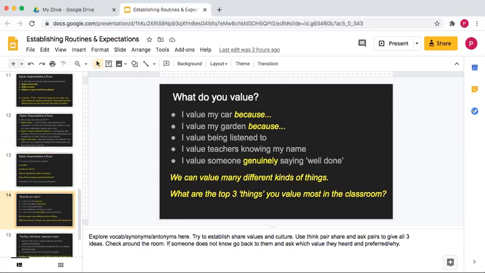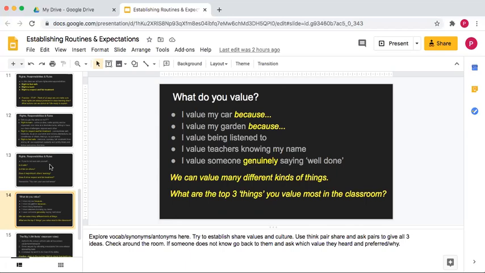Then a little activity about values. I talk about that we can value many different kinds of things in life. Possessions, friends, places, memories, etc. I want them to then talk about what are the top 3 things you value most in the classroom?